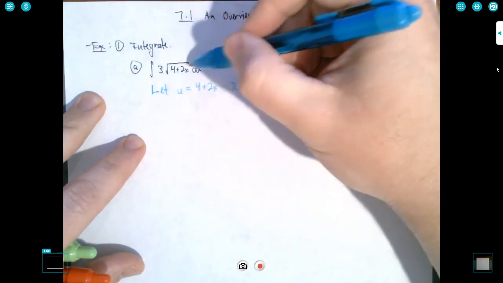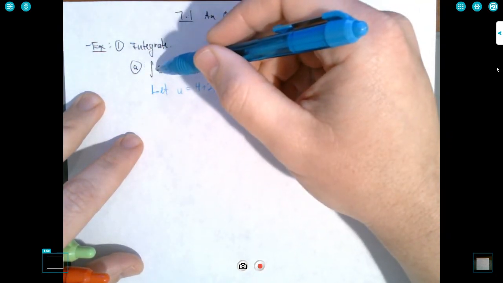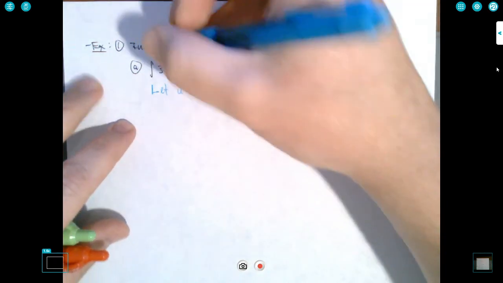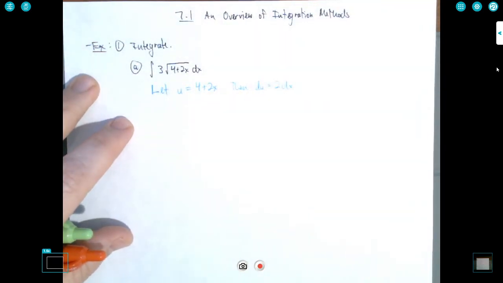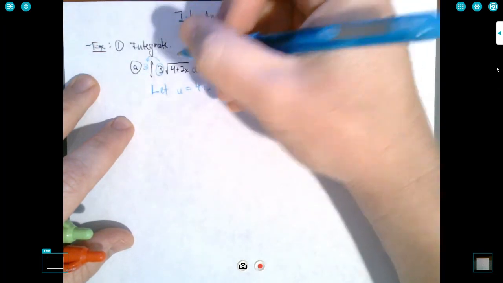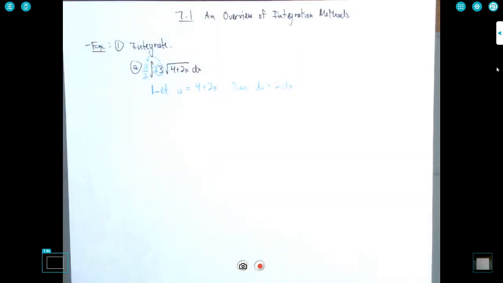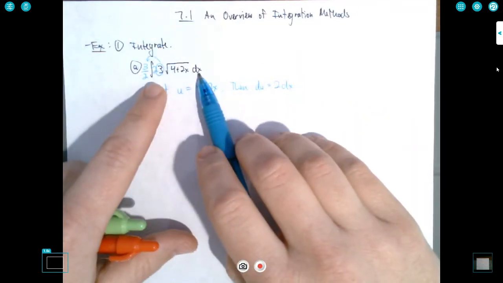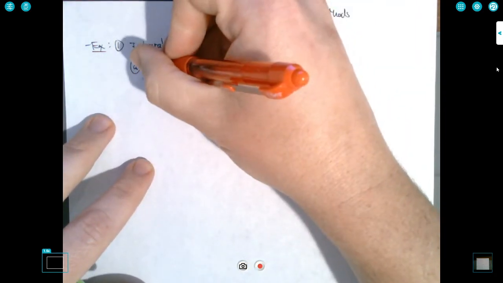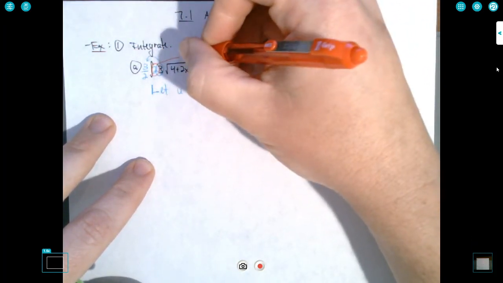Now, I don't have a 2 dx, I have a 3 dx, but that's not a problem. I can take the 3 out and put a 2 in its place, as long as I offset that by dividing by 2 out there, right? In other words, I can move the 3 outside of the integral, call it 3 halves. I can put a 2 in its place, as long as I offset that by dividing by 2, right? So now I have 2 dx, and this stuff here, 2 dx, that's du, right? So this is du now.